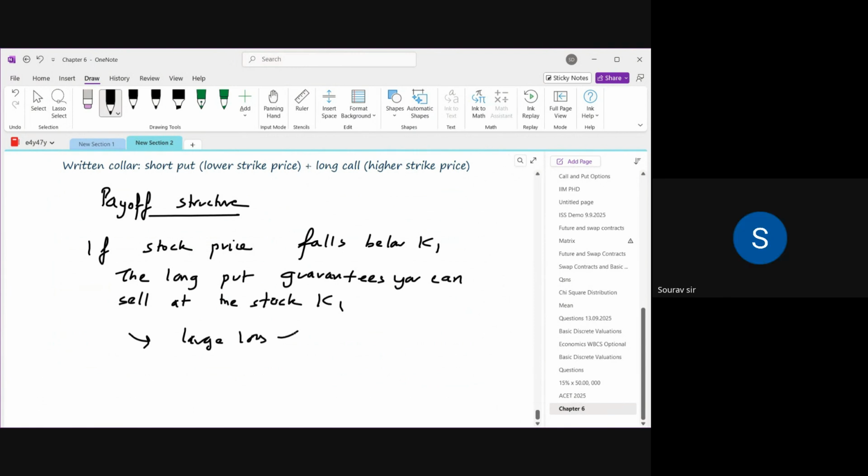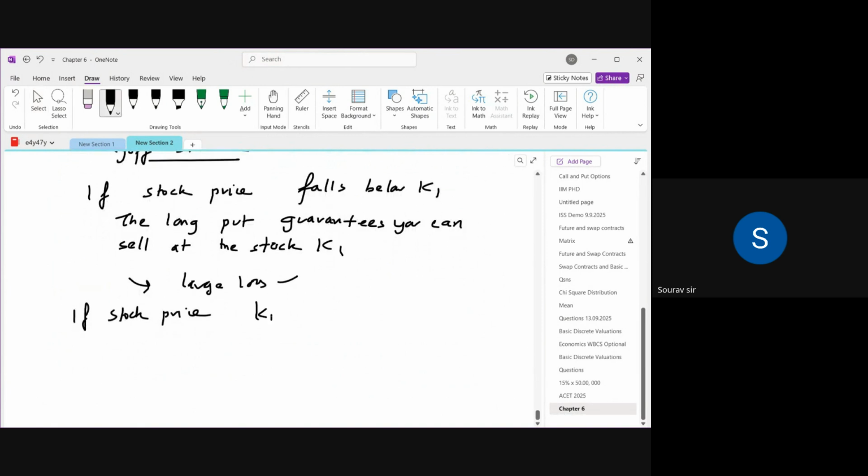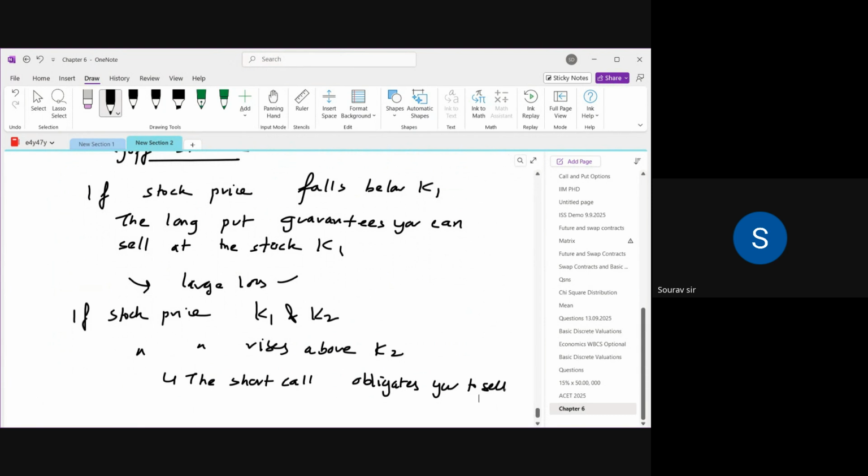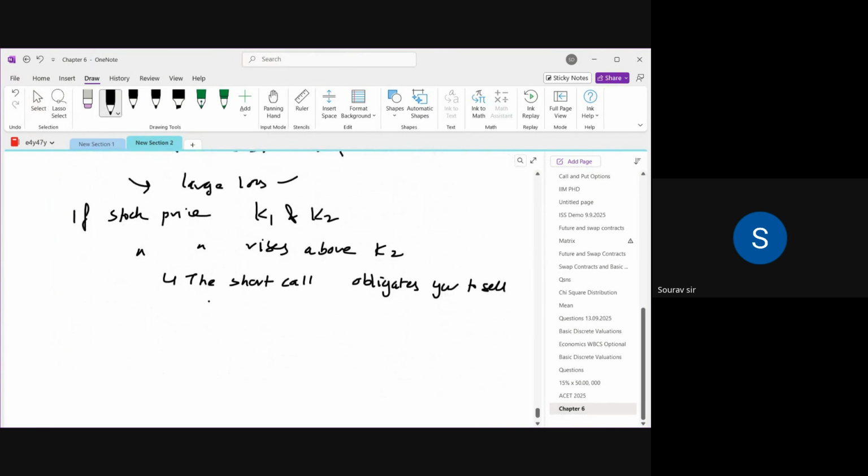Now, if stock price stays between K1 and K2, then you keep the stock return in this middle zone. And if the stock price rises above K2, then the short call obligates you to sell the stock at K2. So your gains are capped. So what is our profit profile?